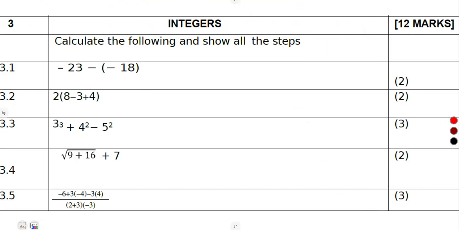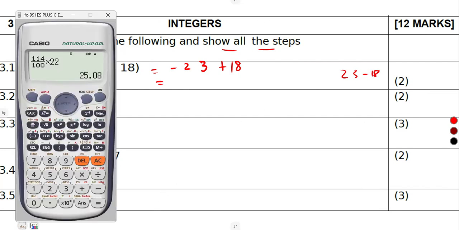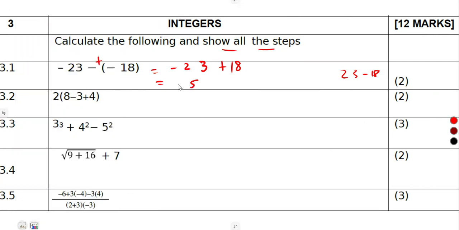All right. Question number 3 on integers. Calculate the following and show all steps. We had a similar question like this, exactly the same. Let us just consider minus and minus, that's a positive. So this is minus 23 plus 18. These two signs are different, so subtract the smaller number from the bigger one. That's 23 minus 18, which is 5. And the answer must carry the sign of the bigger number. So the answer there was going to be negative 5.